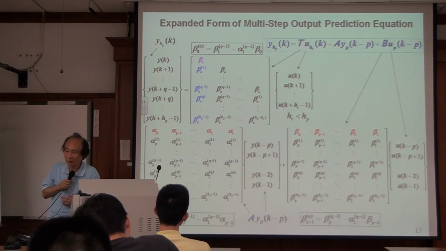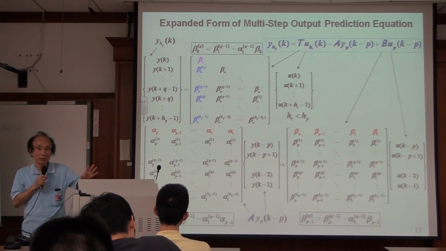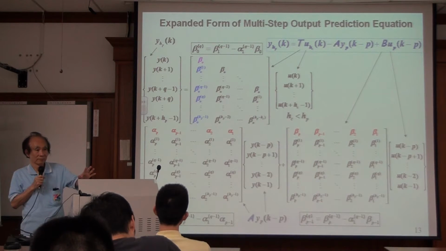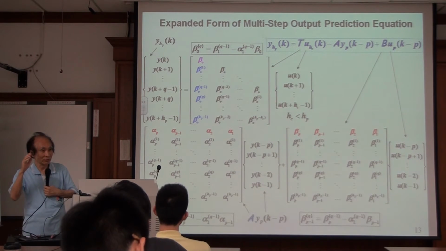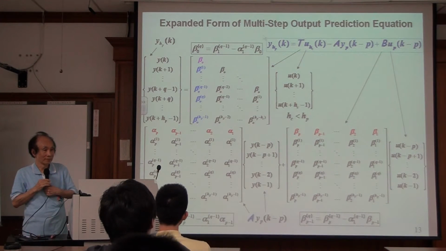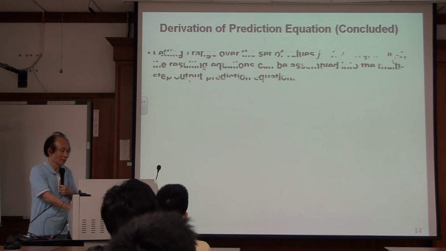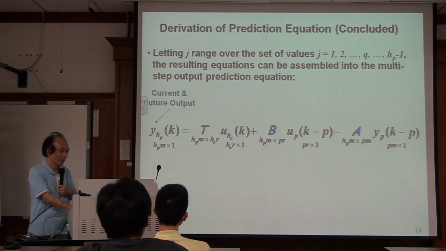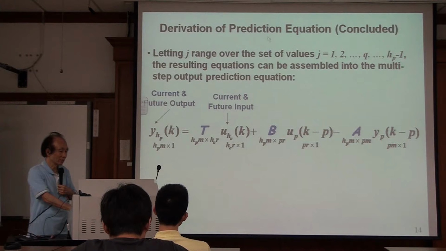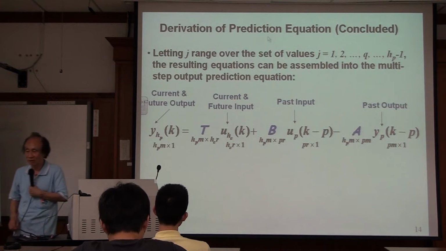Okay. Do you understand these equations? You have to understand this equation before I go on. If you don't understand this equation, I can't go on, as you are totally confused. Any question about this? Okay, no. Let me just rewrite these equations. And we know that's current and future. Here's the current and future input. That's my past input, that's my past output. Agree?